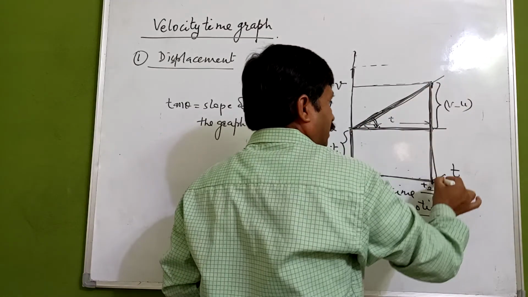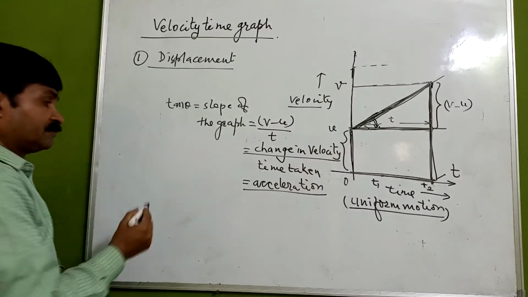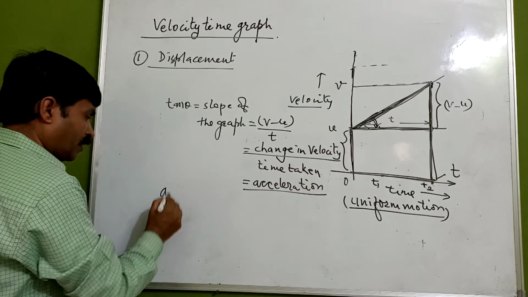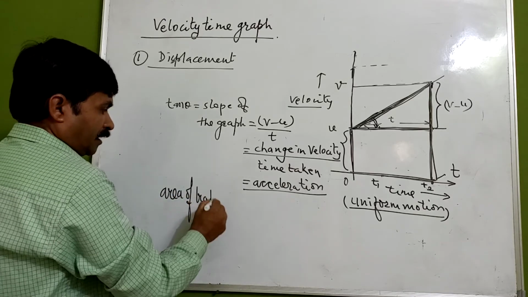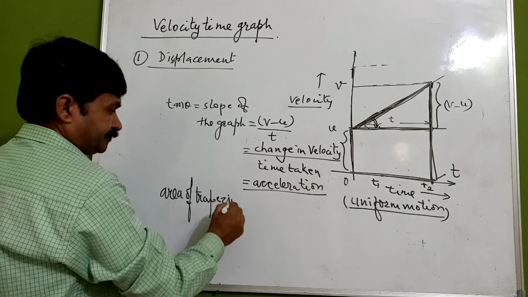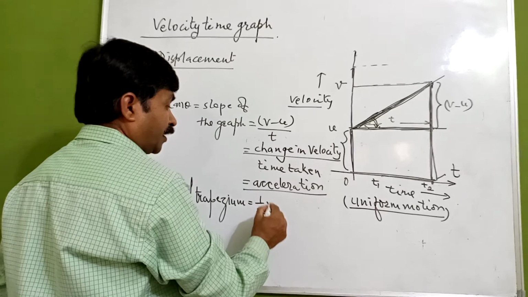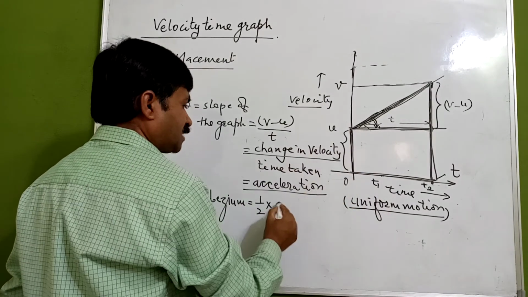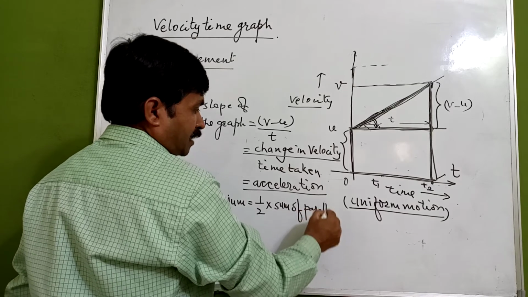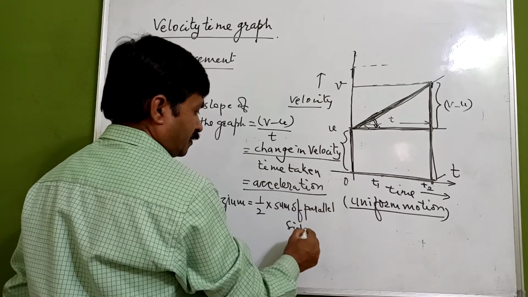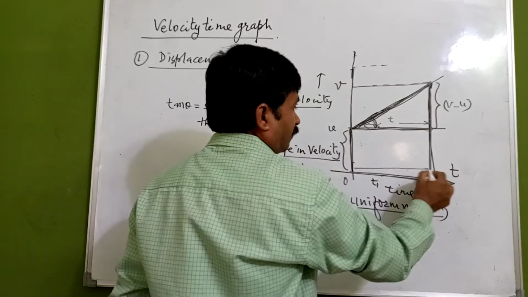It is just like a trapezium. It is a trapezium, and we know area of trapezium is equal to what? Area of a trapezium. Area of a trapezium will give 1/2 into sum of the parallel sides into the height, which you can call it as a height.